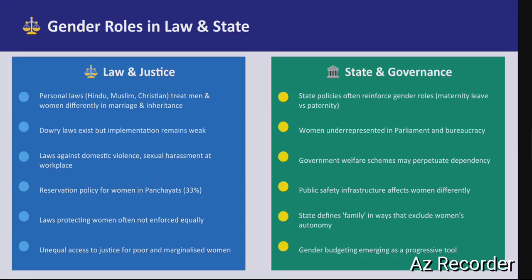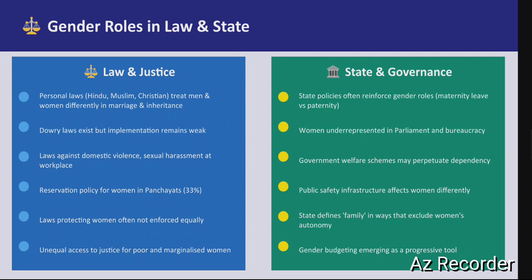Okay. Everything is there, apart from the society, apart from the family, apart from the caste, religion, everything. How is gender being placed in law and state? When it comes to law and justice, first the personal laws, that is the religious laws, how women and men are treated in marriage and inheritance in every religion, Hindu, Muslim, Christian. Dowry law exists, but implementation remains weak. Laws against domestic violence and sexual harassment at the workplace are there, but still it's happening.